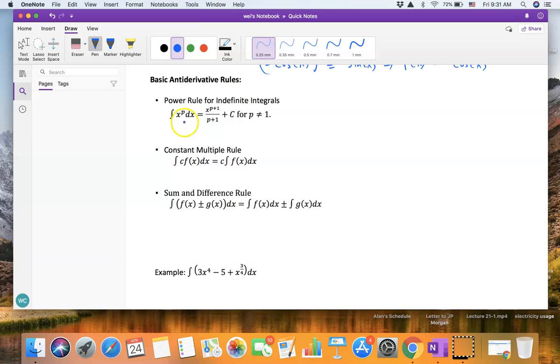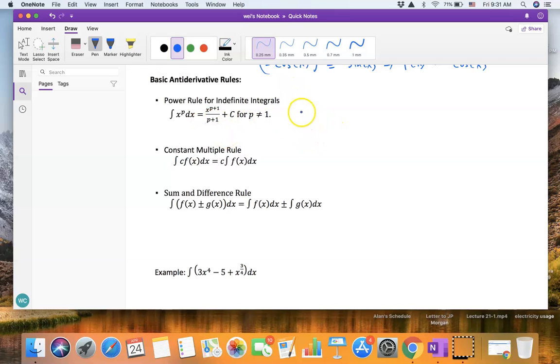So the power rule says the integral of the function x to the power of p dx, where p is any number except -1, the result is the function x to the power of p plus 1 over p plus 1. So this formula tells us the antiderivative of the function x to the p will be the function x to the p plus 1 over p plus 1.